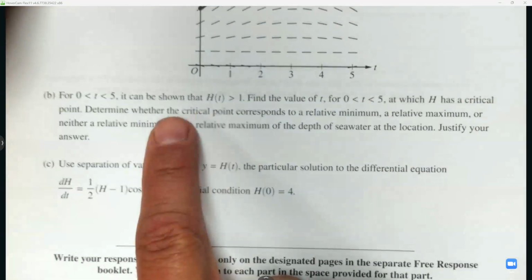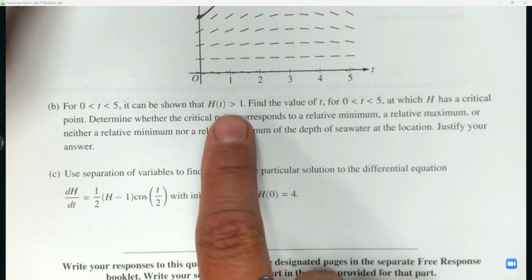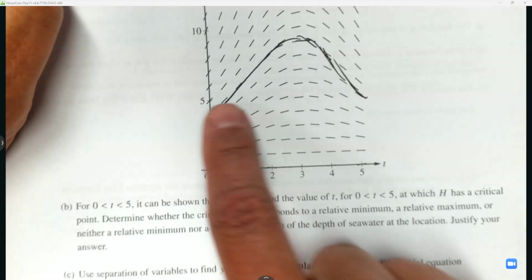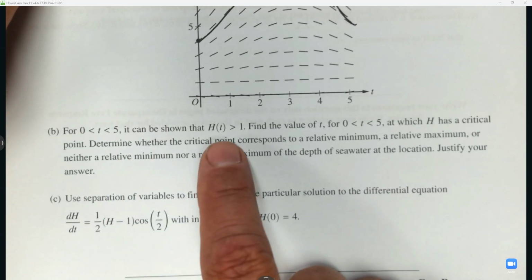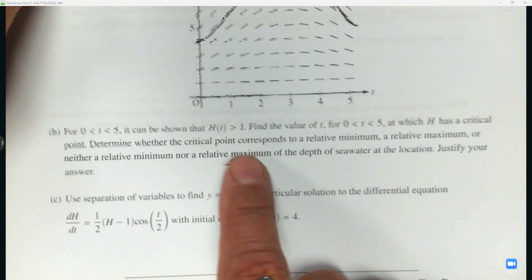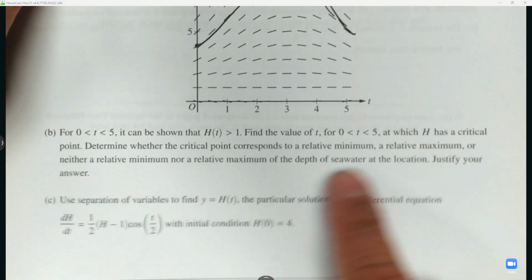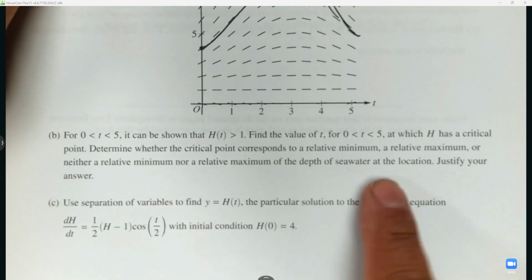Part B, it says it's known that h at t is always greater than 1. So the y-coordinate from 1 to 5 is always greater than 1. Determine whether there's a critical point that corresponds to a relative minimum, maximum, or neither, and then justify your answer. So for there to be a critical point, the derivative needs to be undefined or equal to 0. So I'm going to write down the derivative here. So we're at 2024, 3, we already did A, so this is B.